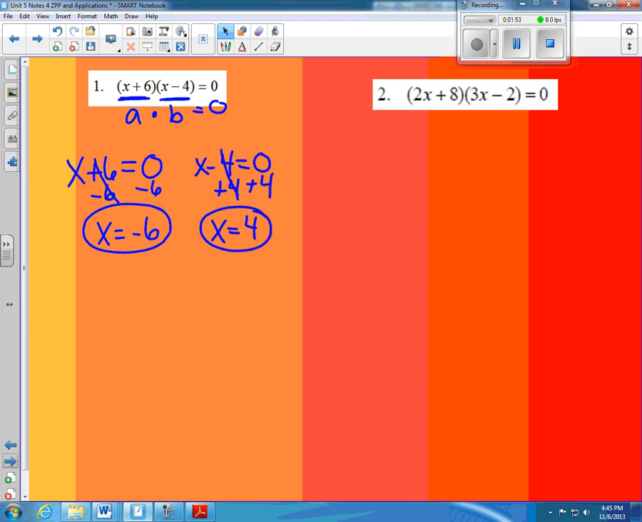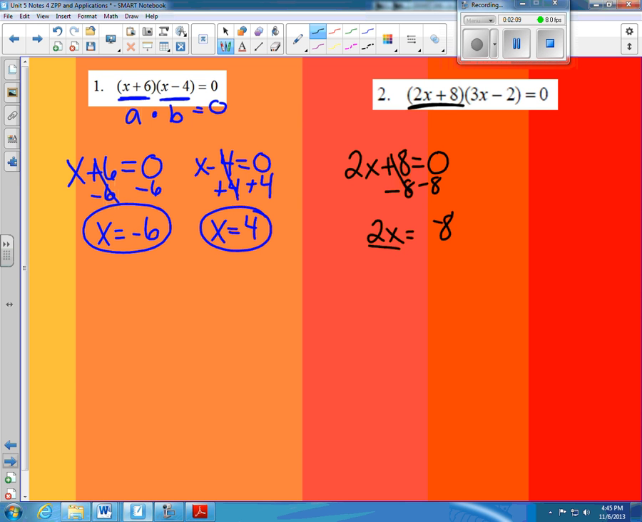I'm going to be setting something equal to 0. So we're going to set our first set of parentheses equal to 0. And let's solve for x. So minus the 8. So we have 2x equals negative 8. And we want to get x by itself by dividing by 2. So we get x equals negative 4.